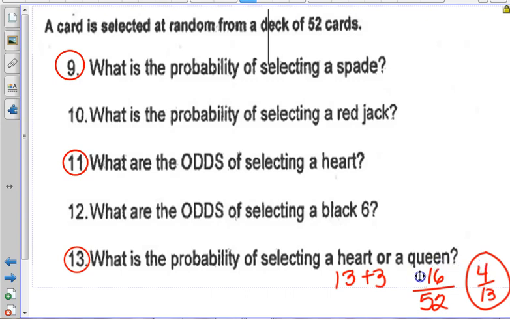Better? You want the fancy explanation? You'd find the probability of a heart plus the probability of a queen minus the probability of a queen that's a heart. But I don't ever use that definition.